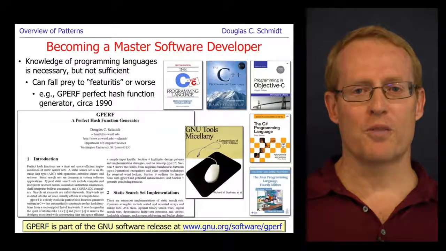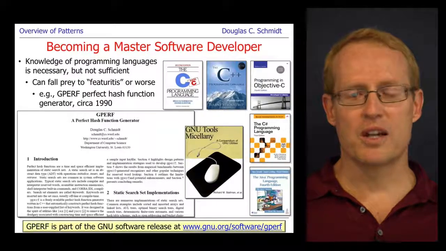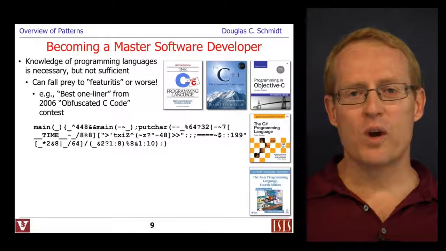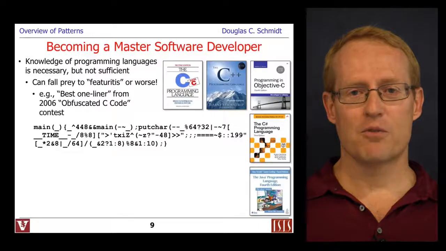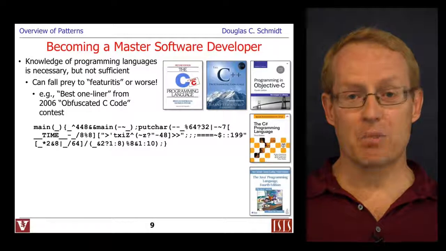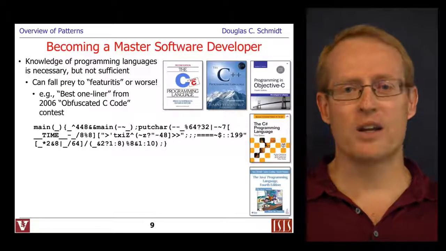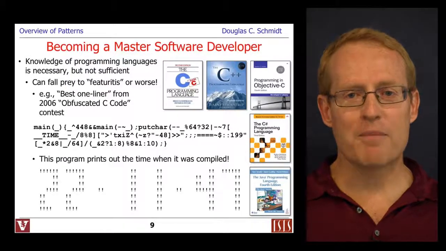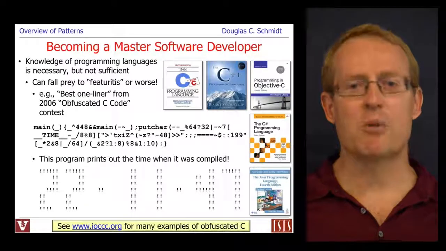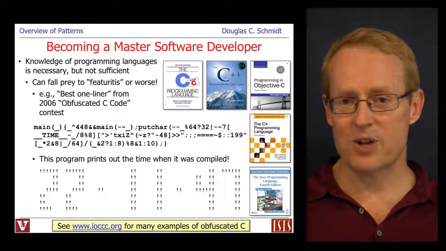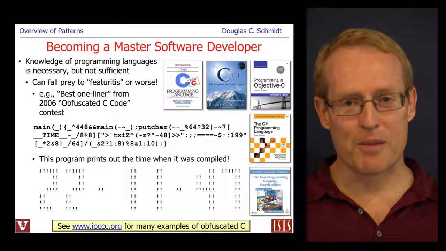Sometimes you can go even further. You can take it to the extreme with an obsession with programming languages. Here's a fun example, which is a winner from the 2006 Obfuscated C Code Contest for the best one-liner. And believe it or not, if you compile this code, it will generate an output that will tell you the time of day when the code was compiled. Now, I have nothing but the utmost respect for developers who have mastered C to this point. On the other hand, I sure as heck don't want to have to try to maintain that code either.